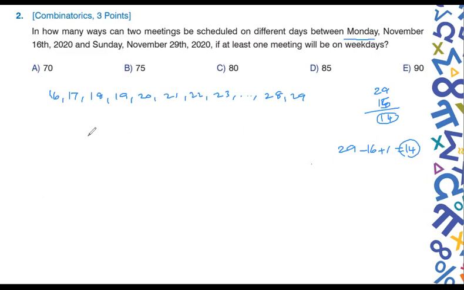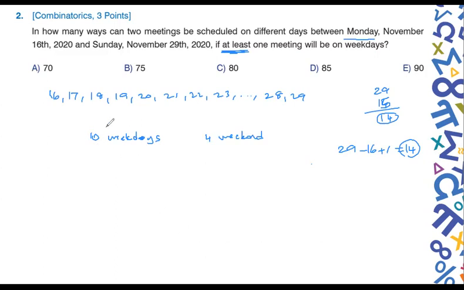So we have basically 10 weekdays, and then there will be 4 weekend days. If the number wasn't a multiple of 7, we couldn't just do it this way, but now we do have that, which is a bit easier. And what we want is at least one meeting on a weekday, so it could be both meetings or just one of them.